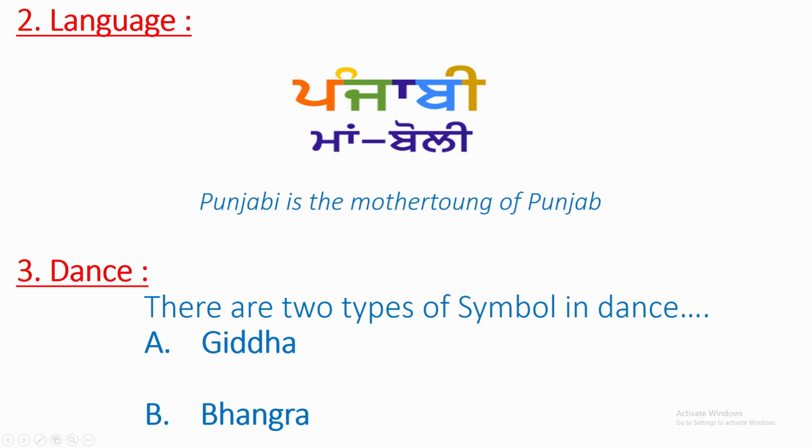When we think about dance, then the word enjoyment comes in our mind. In Punjab, there are many kinds of dances, but the symbols of Punjab are two, that are Gidda and Bhangra.